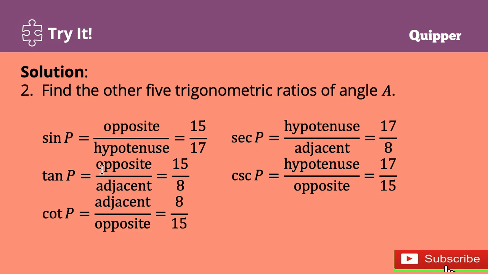Next is the tangent P. That's opposite over adjacent. Our opposite is 15 and the adjacent side is 8, so we have 15 over 8. For cotangent P, that's the reciprocal of the tangent, so we have 8 over 15. And for the cosecant P, that is just the reciprocal of the sine, so we have 17 over 15.